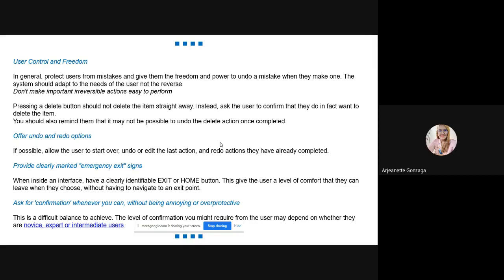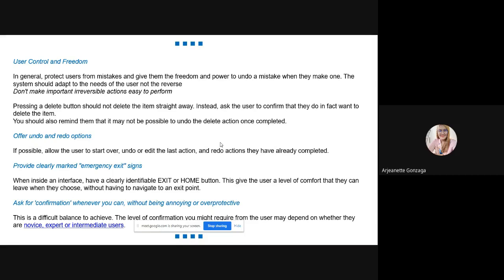So don't make important irreversible actions easy to perform. Pressing a delete button should not delete the item straight away sa system. Kapag pinress mo yung delete, hindi yun siya ma-delete agad-agad. Instead, mag-ask siya sa user na i-confirm kung i-delete na ba yung item or not. You should also remind them that it may not be possible to undo the delete action once completed. So dapat meron din kayong show message na kapag dinelete niya na, mawawala na yung file.